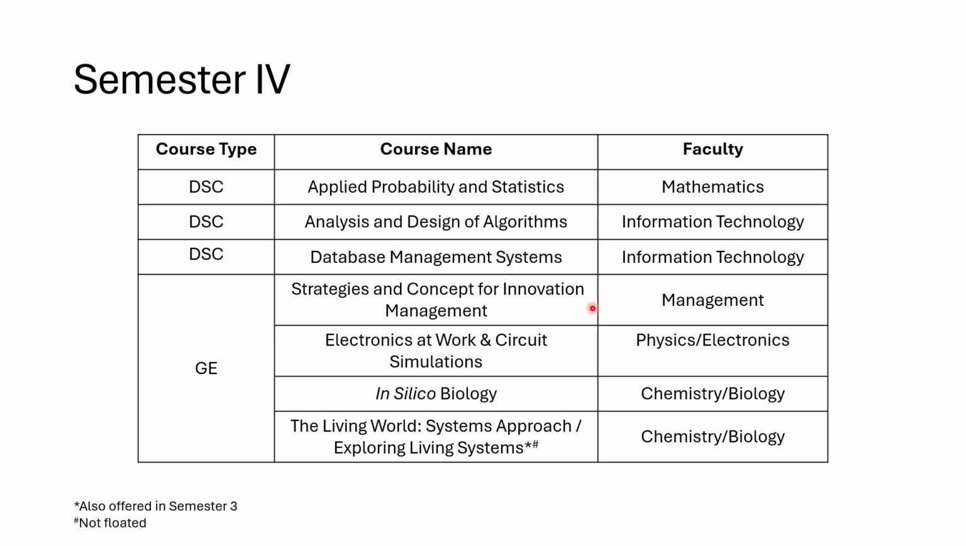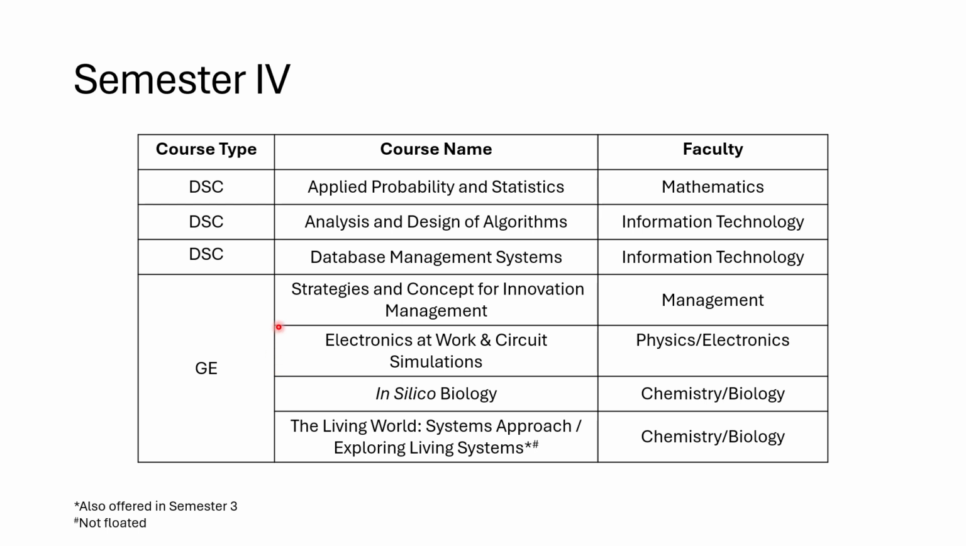Now, talking about the GEs, the fourth paper is offered in semester 3 itself. Again, it's the same paper but known by different names. You see another name here for the same paper: the Living World Systems Approach. But now this is how it has been approved by DU. So names, yeah, you know that. This is not floated. So you have these three options effectively.